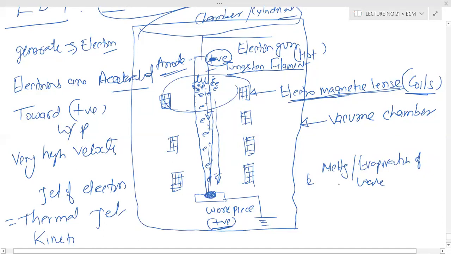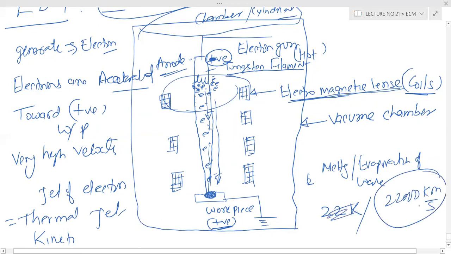Speed, you know how much? It is almost 22,000 kilometer per second. This much speed. I am talking per second, it is not per hour, it is per second. And these electromagnetic lenses help to focus this jet onto the workpiece. Finally, a very small spot, in micron size, is where it will heat, and melting will happen.